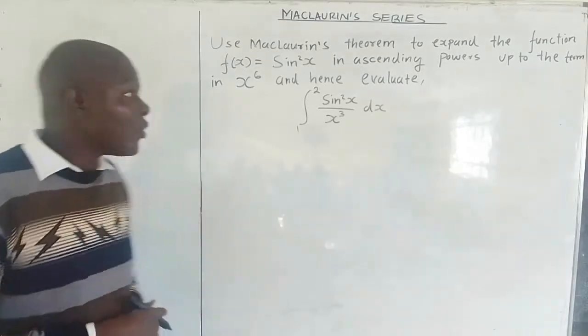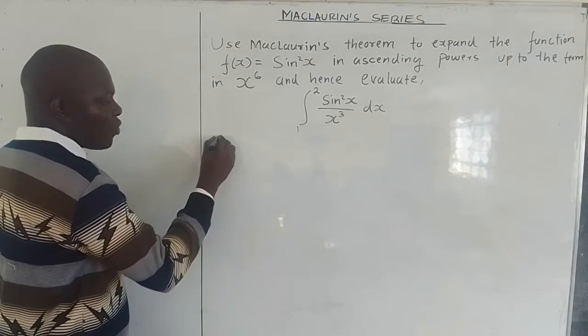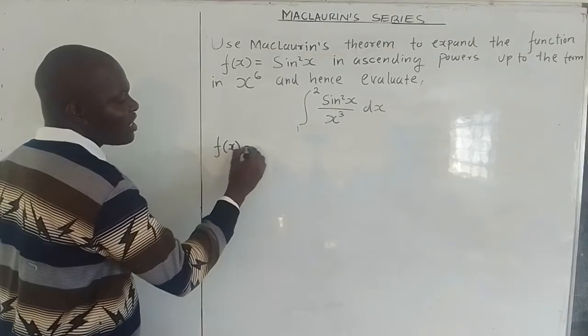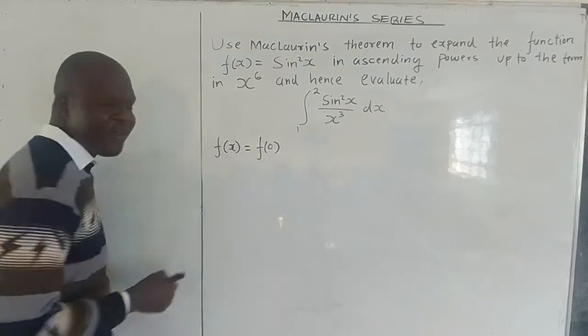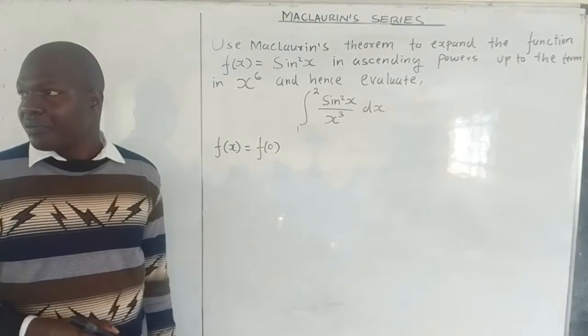So what is the Maclaurin's series expansion of a function f of x? When you want to expand the function f of x in the Maclaurin's series, you start from f of 0, isn't it? Are we together? Start from f of 0.